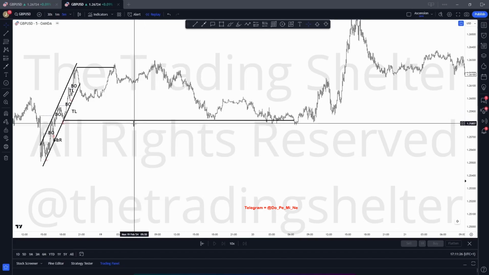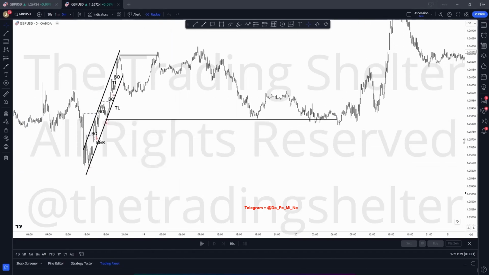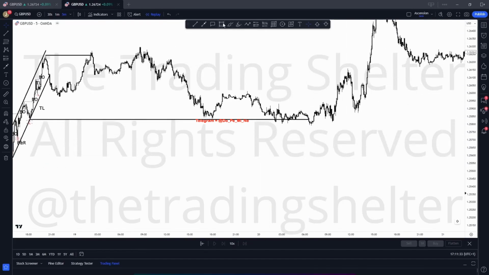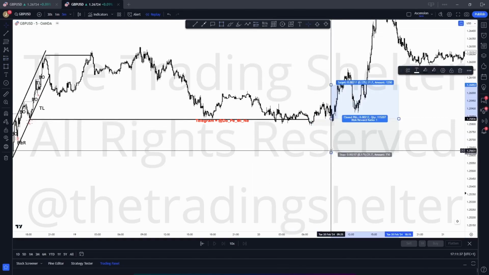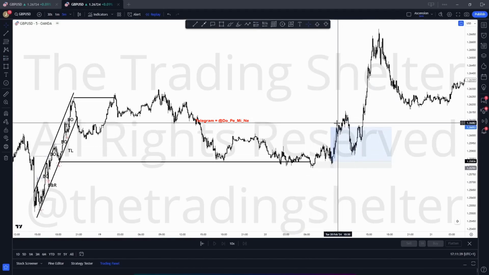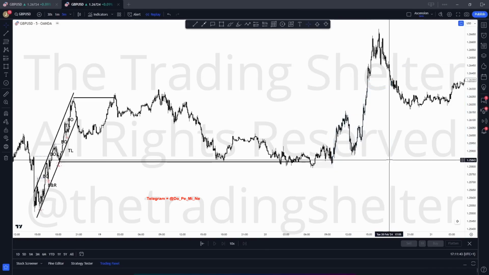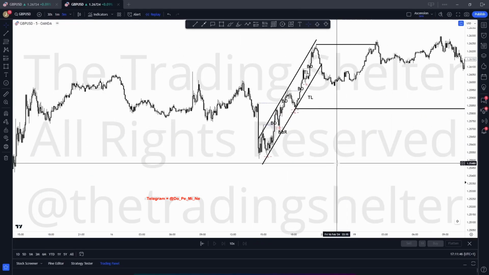We need to really see where is the remaining liquidity. Look how perfectly it went and tapped this and this. I would take this like this. Boom, boom, boom, and I would target the high of this liquidity. 1 to 10. Okay, this is super simple stuff.